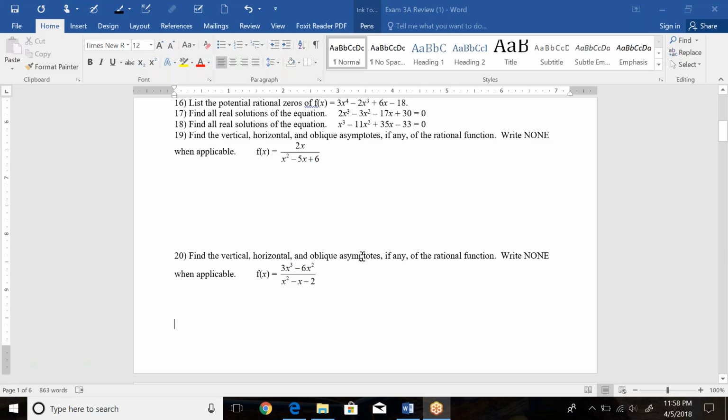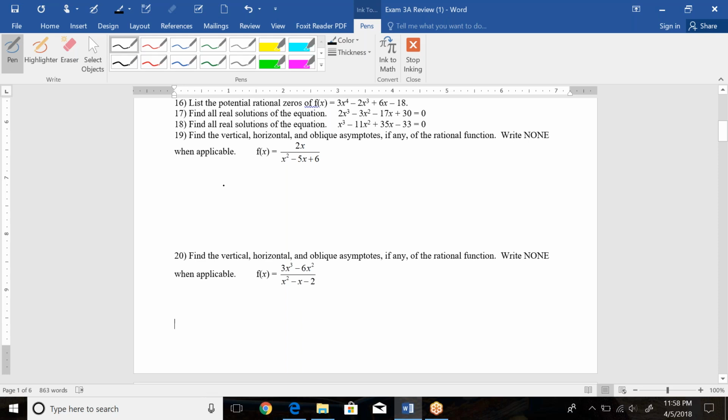Problems 19 through 24. So we're going to start off. This is the section on 4.5 and 5.1. Those are the ones we're going to be covering. This first one says find the vertical, horizontal, and oblique asymptotes. Remember, you can have a vertical asymptote, but you can only have either horizontal or oblique, of the rational function. Write none if something does not exist.